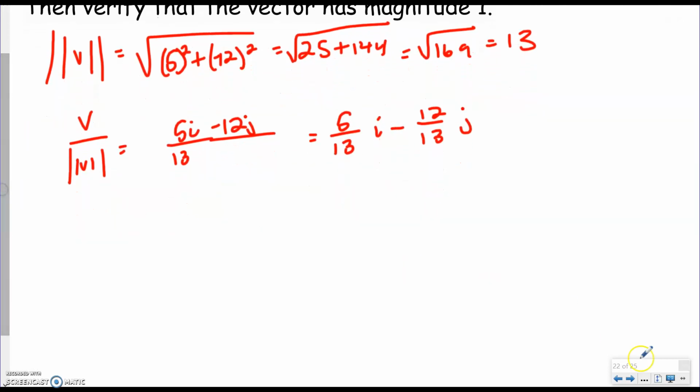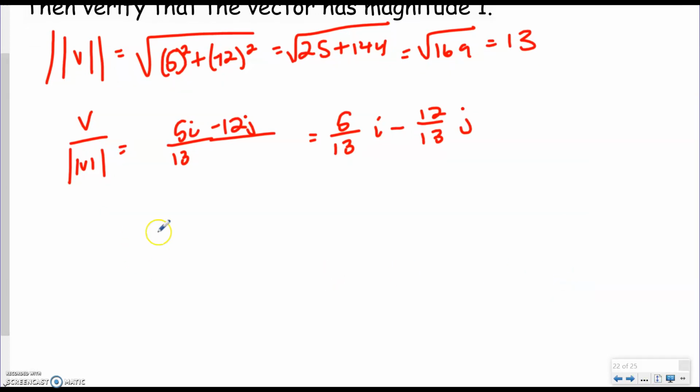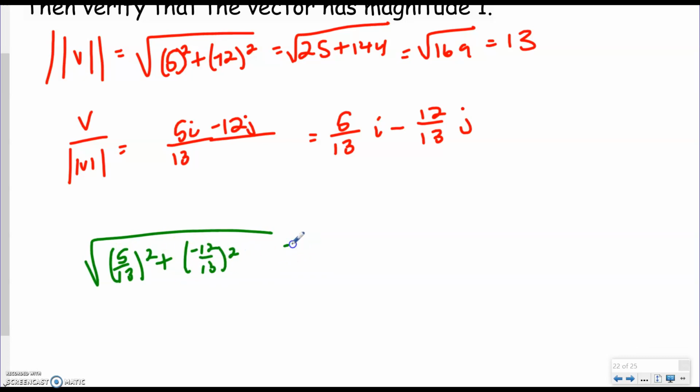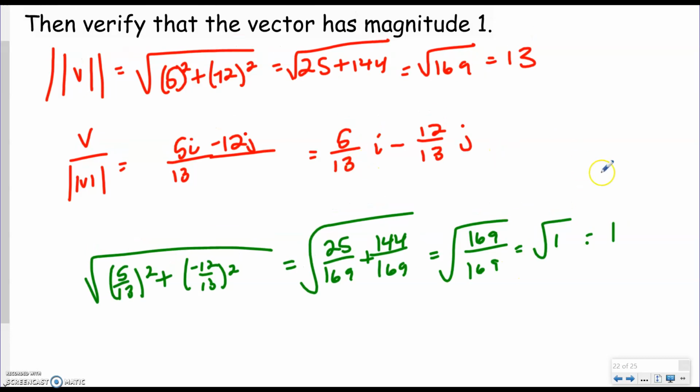And then to make sure it's actually a unit vector, we're just going to verify that the magnitude of that vector is actually 1. So we're going to go ahead and do the square root of the quantity of (5/13) squared plus (negative 12/13) squared. So we get 25 over 169 plus 144 over 169. If I add those, I get 169 over 169, which is 1. The square root of 1 is 1. Okay, so our unit vector is that vector that has a magnitude of 1.